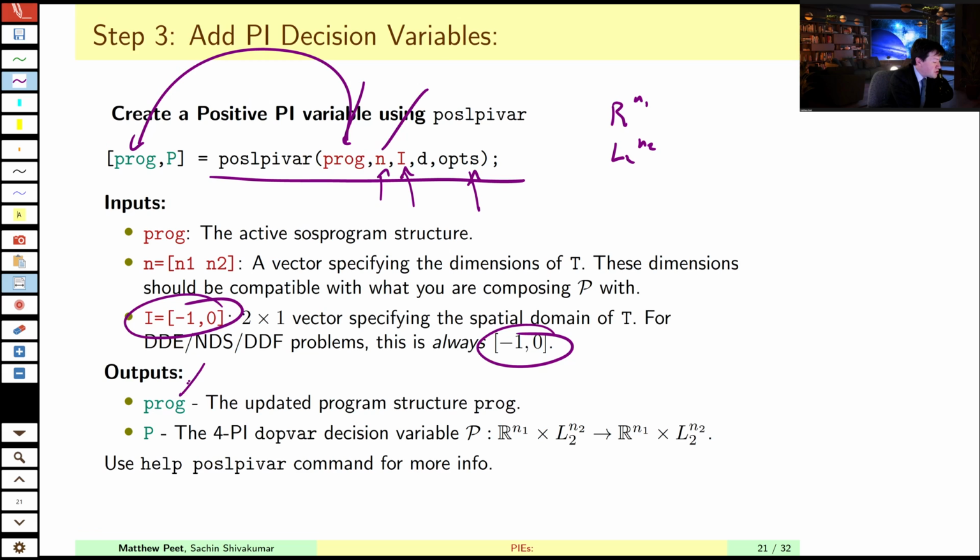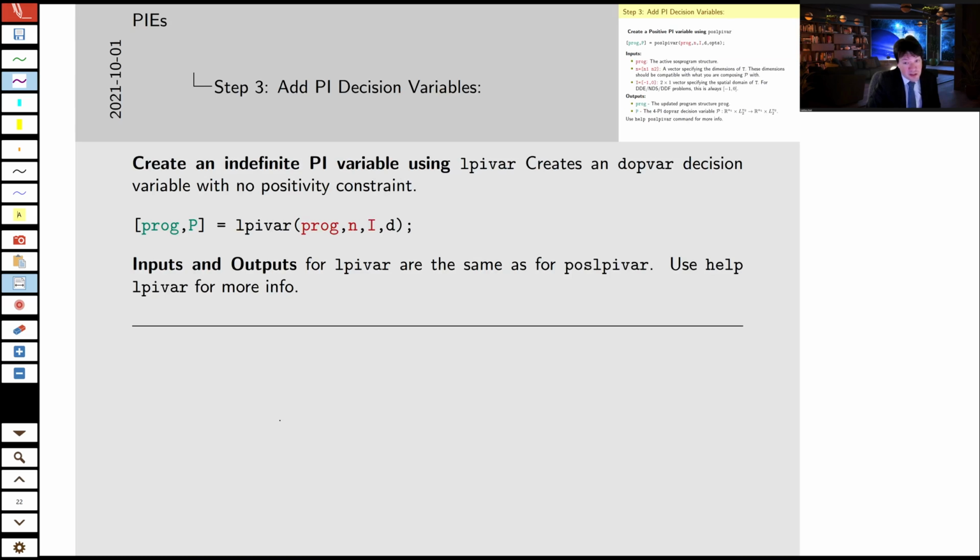So what does this return? This returns your prog structure, of course, with the appended variable, and it returns the P, which is the positive opvar, to the workspace so you can manipulate it using our standard opvar commands. Although it is not actually an opvar, it is now a dopvar, which is an efficient representation of the decision variables. So it separates the decision variables from the independent variables. It's a more efficient structure. As a consequence, of course, you can't multiply a dopvar by another dopvar, because, right, that would create bilinearity in your optimization problem.